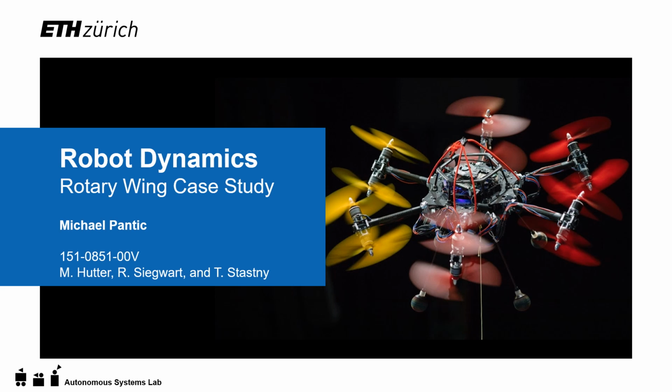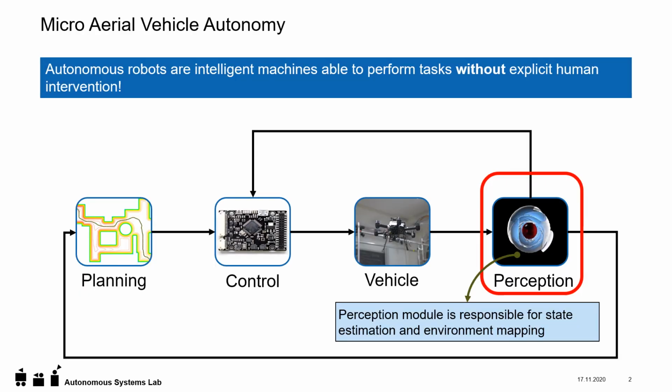Welcome to the Rotary Wing Case Study Part 2. In Part 1 of the Rotary Wing Case Study, we talked about how to control a microaerial vehicle.